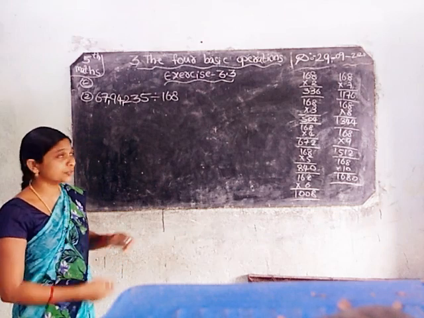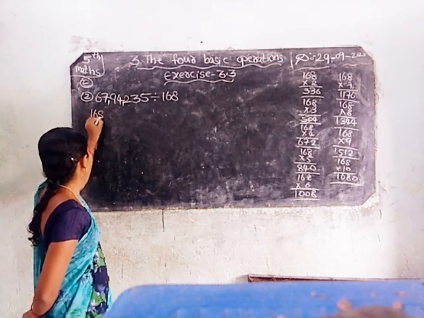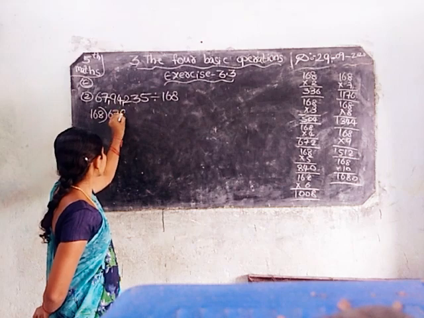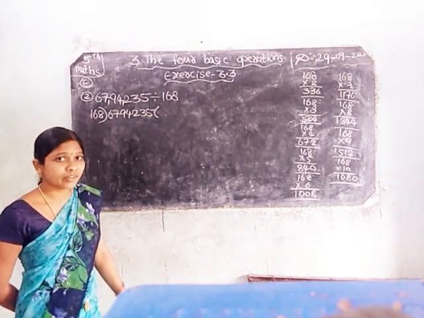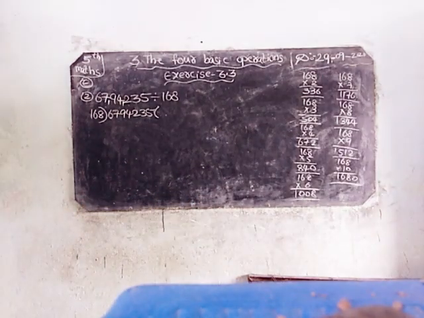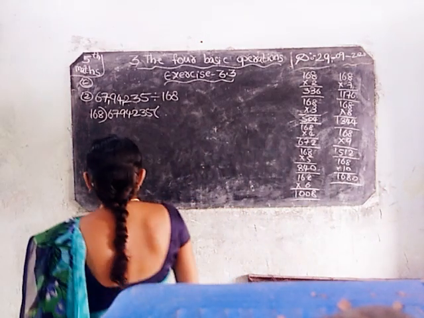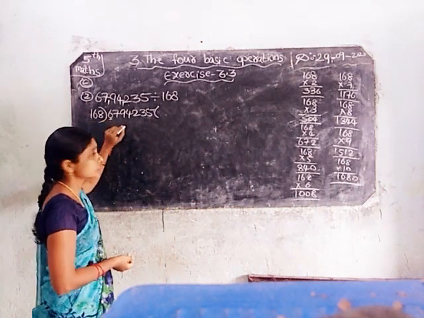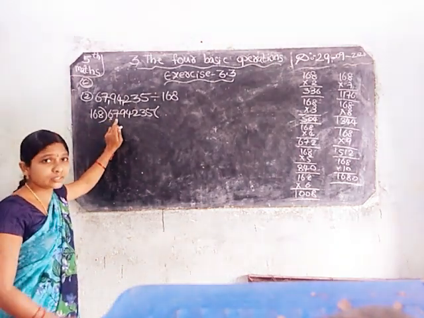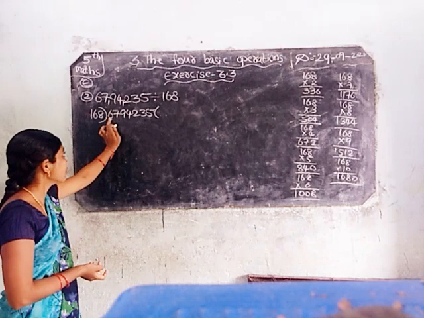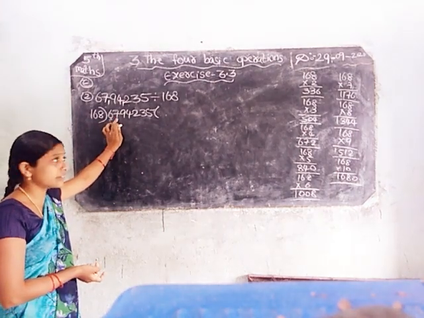Next, what should we do? Write in divide form. So next, 168: if we take one digit, 6 is less than 168. If we take 2 digits, 67 is less than 168. We should take 3 digits, 679.